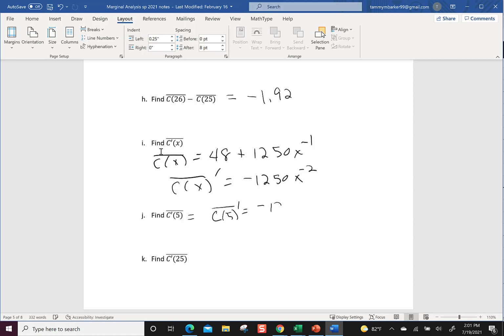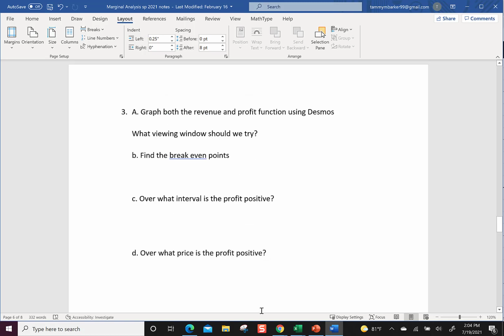So I have negative 1,250 times 5 to the negative 2, which is the same thing as negative 1,250 over 5 squared. This is negative 50. And then if we do the same thing with 25, we have negative 1,250, and I'm just going to put it as 25 squared. I get negative 2.